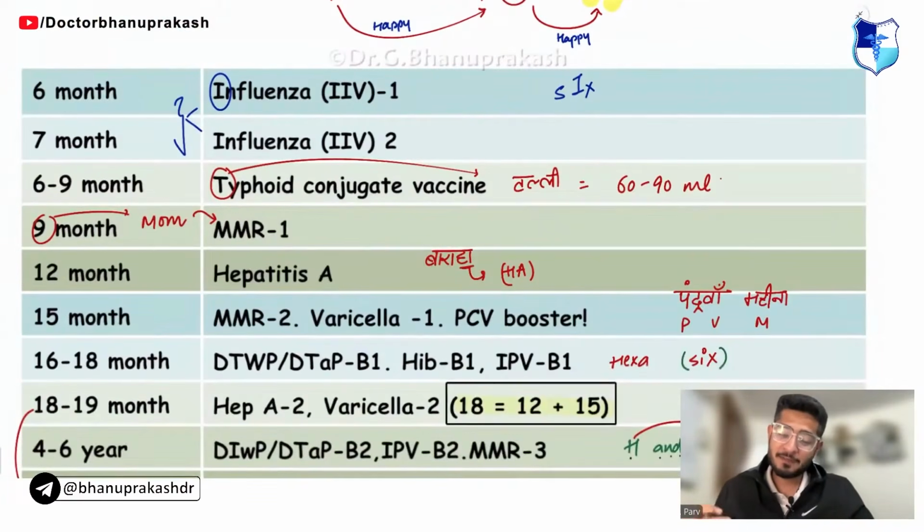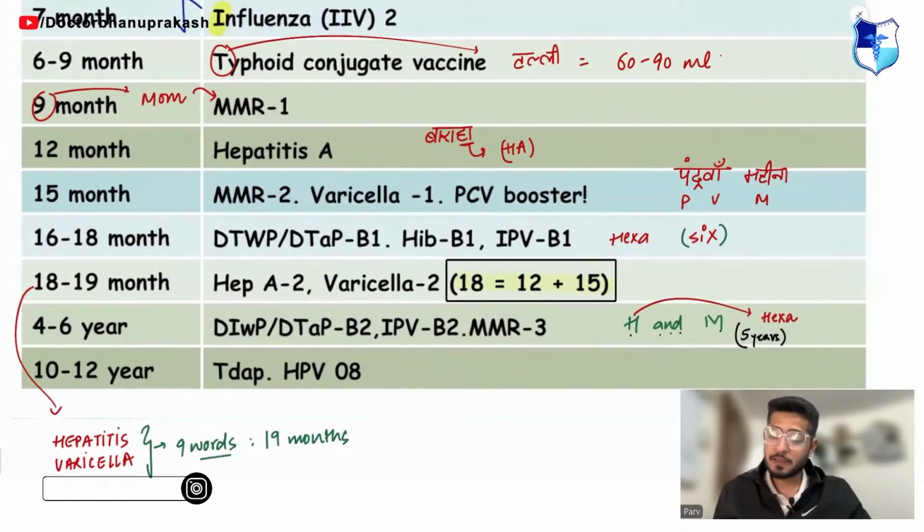Coming on to 6 months and 7 months. So 6, remember this 6 we write it as S, I and X, and I for influenza. 7 is also influenza. 6 to 9 months.